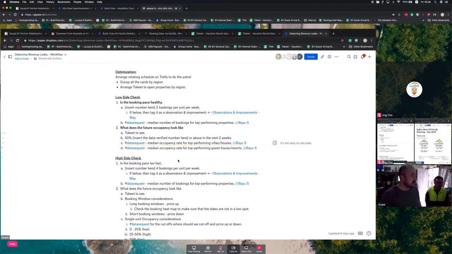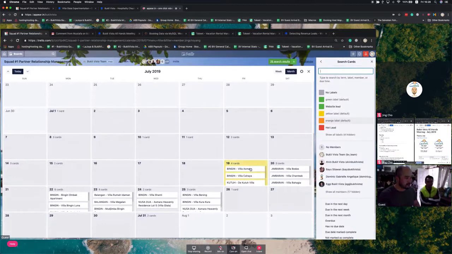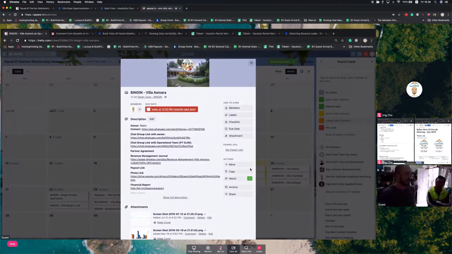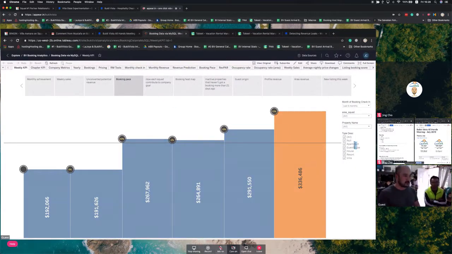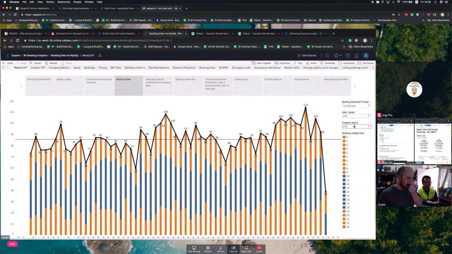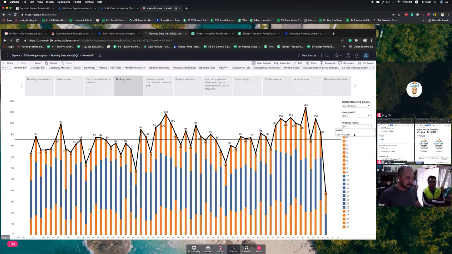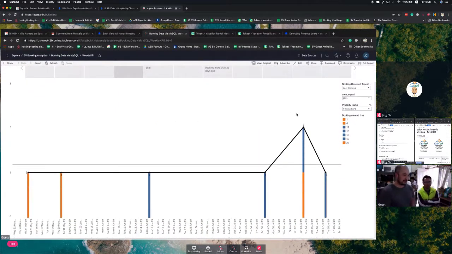Okay, so let's take a look at my list. We'll go over here, my partner relationship management. I'll just take a look at Villa Asmara. The first thing I look at is the booking pace, how often it is getting booked. So I put that in, Villa Asmara. What do you think about the booking pace?